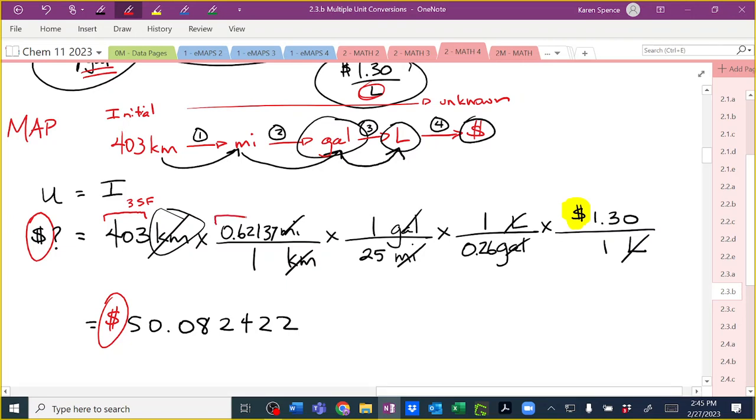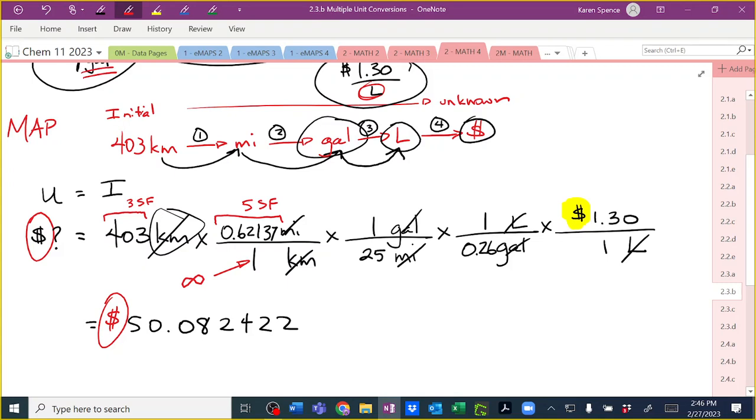How many sig figs in 0.62137? 5. I'm gonna answer myself here. That's okay. 25 miles per gallon. Ooh, by the way, what about this 1 kilometer? That would have how many sig figs? Infinite. When we're converting between measurement systems like imperial, which is miles, and kilometers, which is metric, the 1 will have infinite sig figs.